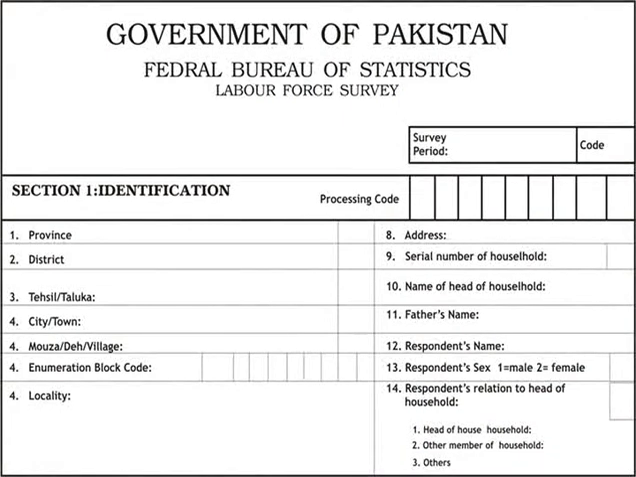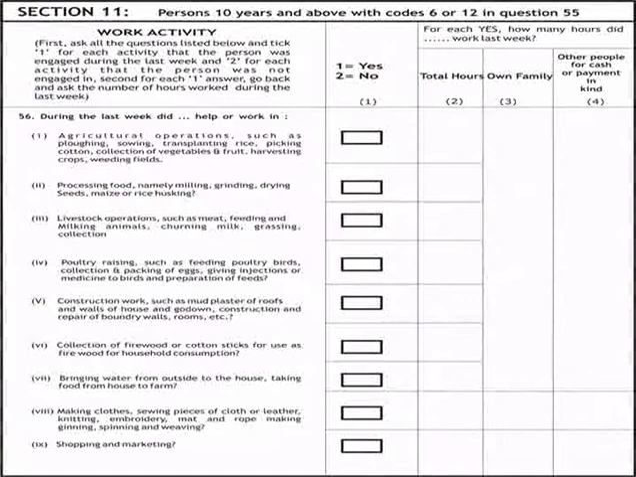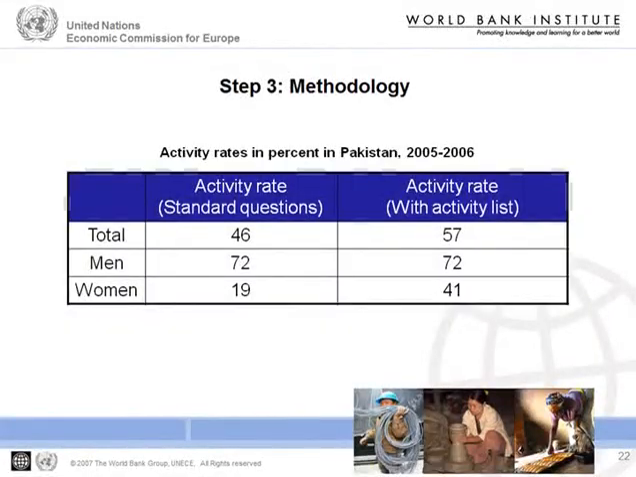Pakistan's Labour Force Survey recently added an activity list to the employment questionnaire to better account for people engaged in informal and unregulated work, covering agricultural operations, food processing, construction work, clothes making, and so on. This table shows that the activity rate obtained for women, using the additional questions, identified 50% more women as part of the labour force, from almost 20% to over 40%. Using the standard question, only 19% of women were considered as active, whereas there was no change for men's activity rate.